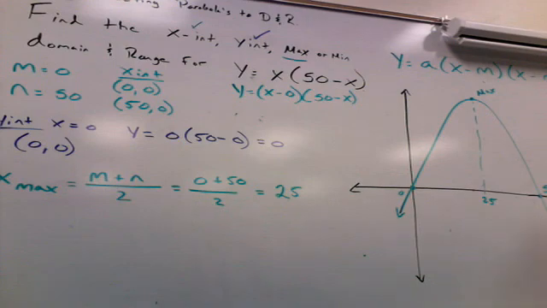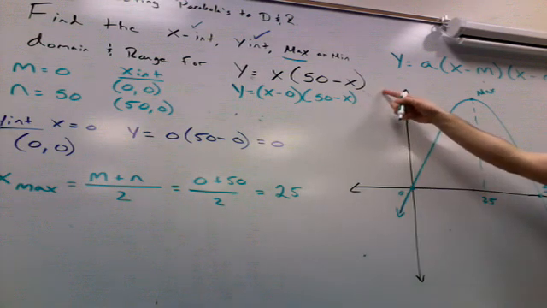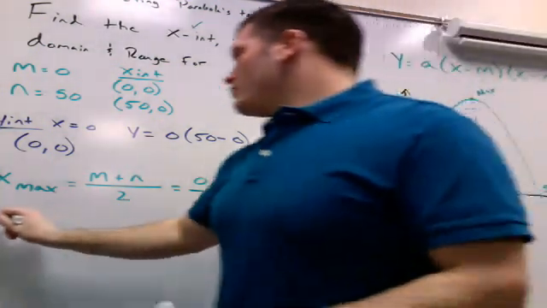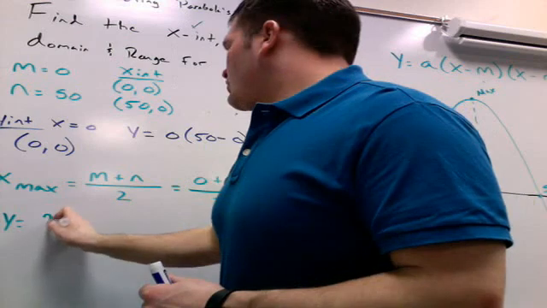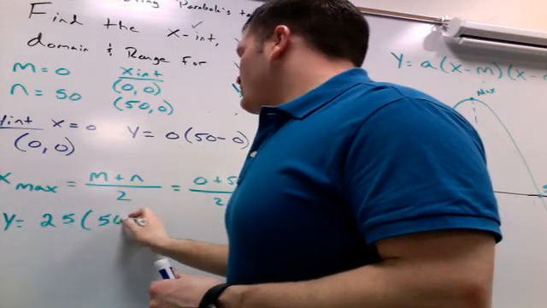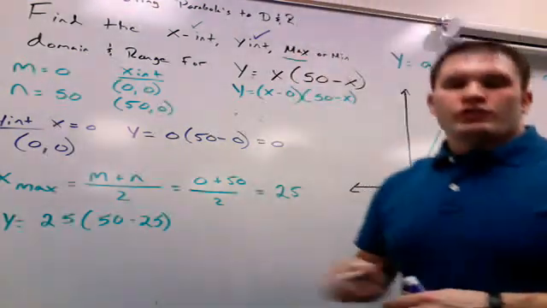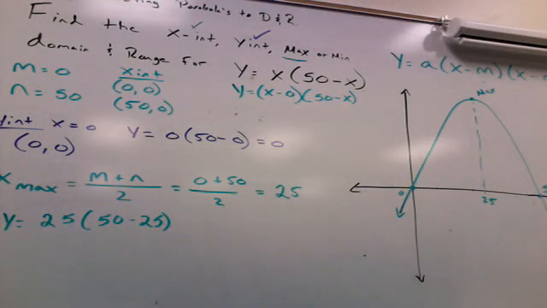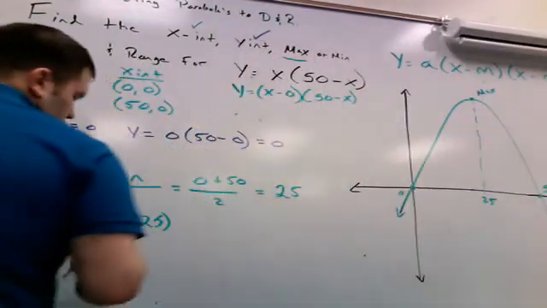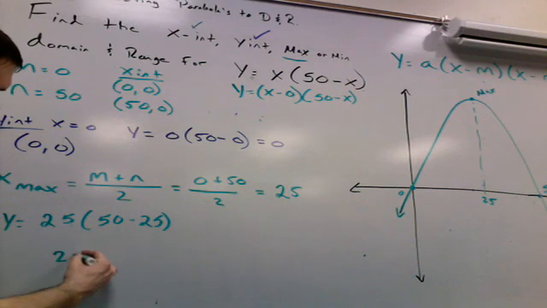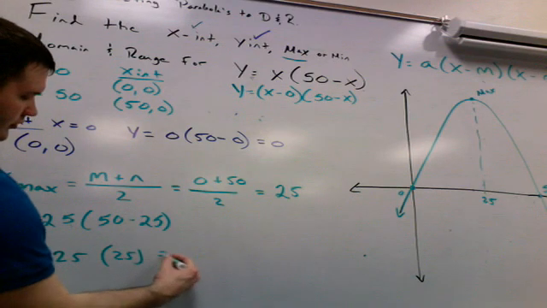How do I find the y-coordinate? Whenever I know an x, how do I find the y? Plug it into the equation. Good, thanks, Austin. So we take this 25 and plug it into this equation for x. So y equals 25 times 50 minus 25. What's 50 minus 25? 25. So this ends up being 25 times 25. What does that equal?